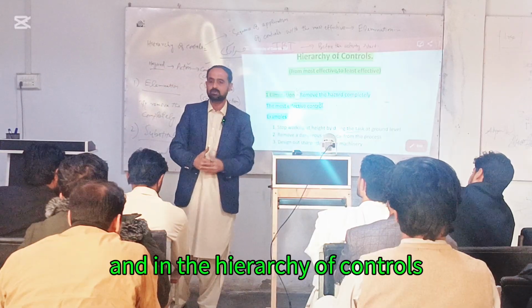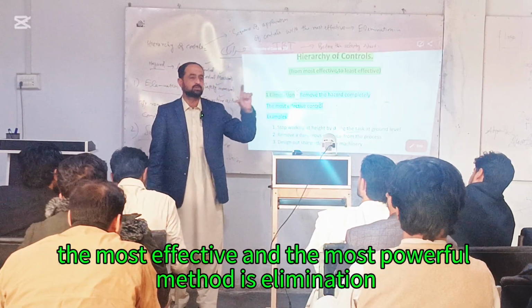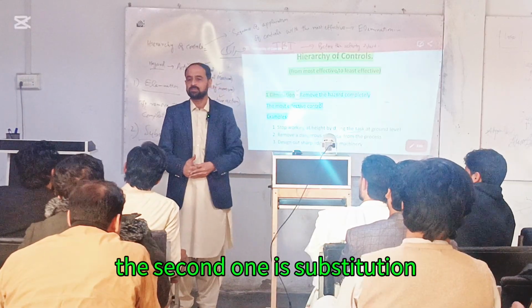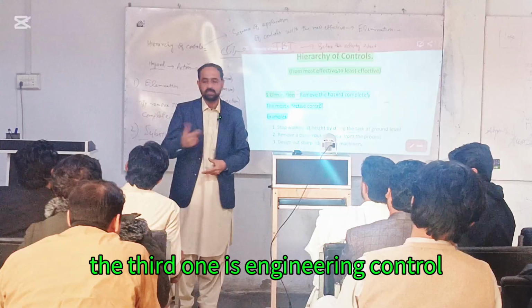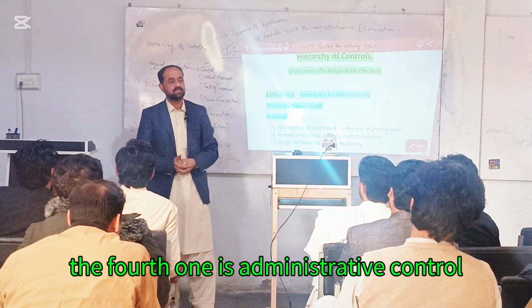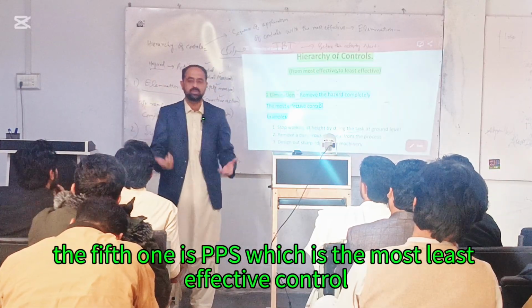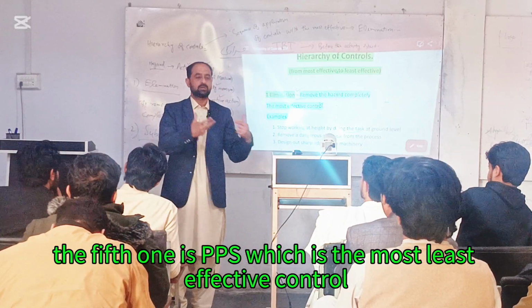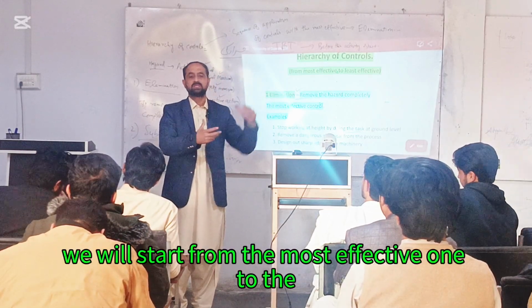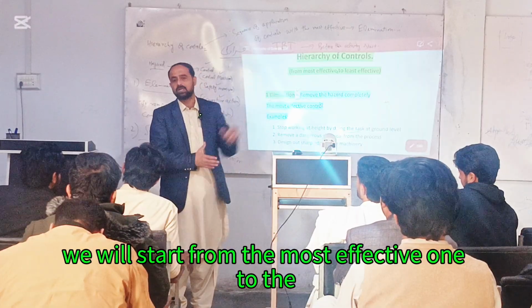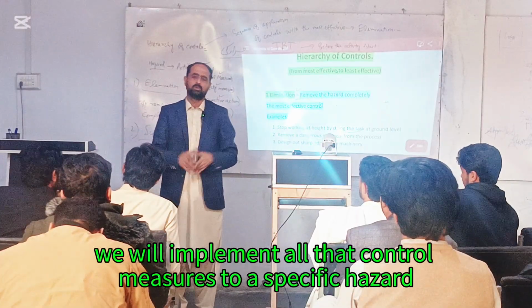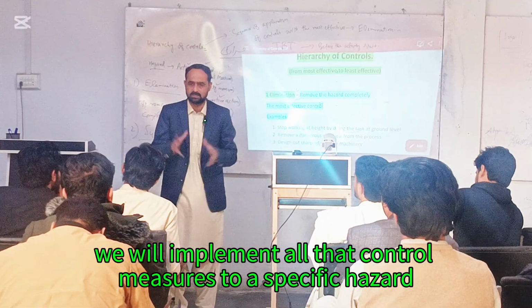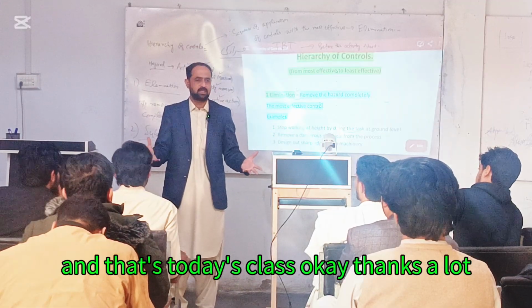In the hierarchy of controls, the most effective and most powerful method is elimination. The second one is substitution. The third one is engineering control. The fourth one is administrative control. The fifth one is PPE, which is the least effective control measure. We start from the most effective one to the least effective one, and we implement all these control measures for a specific hazard. And that's today's class. Okay, thanks a lot.